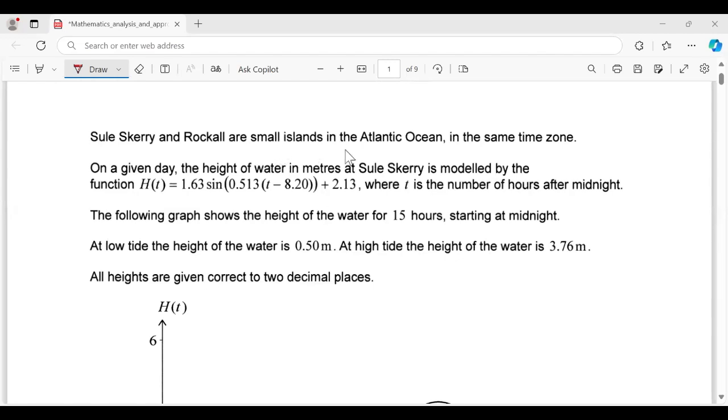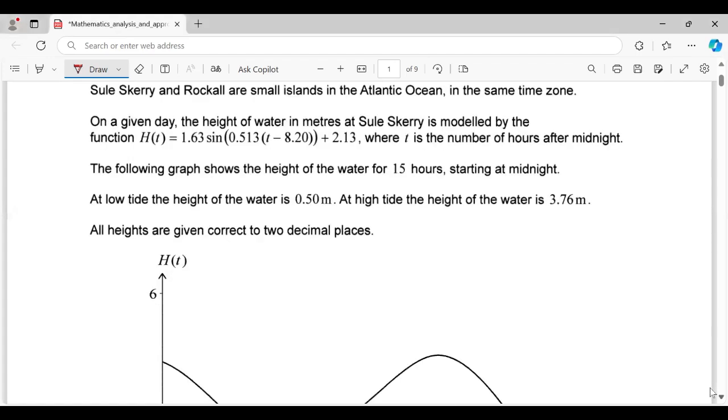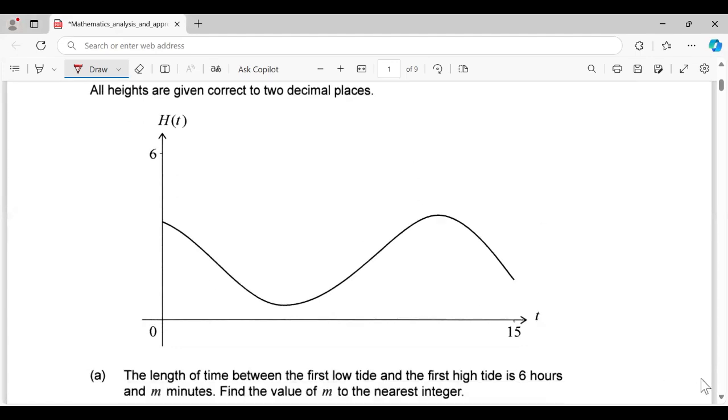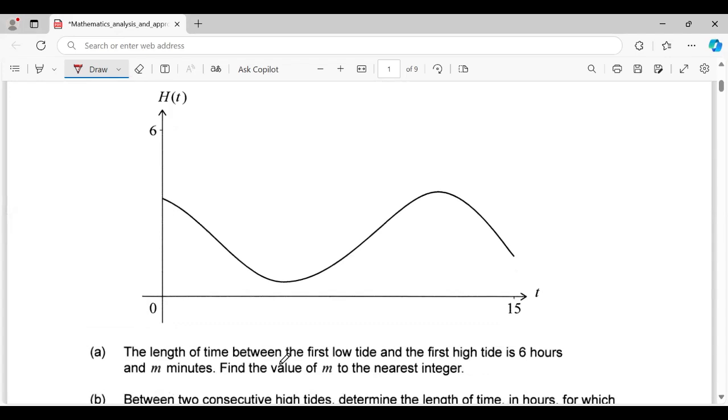Tunskerry and Rockall are small islands in the Atlantic Ocean in the same time zone. On a given day, the height of water in meters at Tunskerry is modeled by this function, where t is the number of hours after midnight. The graph shows the height of the water for 15 hours, starting at midnight. At low tide, the height is 0.5 meters; at high tide, 3.76 meters. All heights are correct to two decimal places. The length of time between the first low tide and the first high tide is 6 hours and m minutes. Find m to the nearest integer.